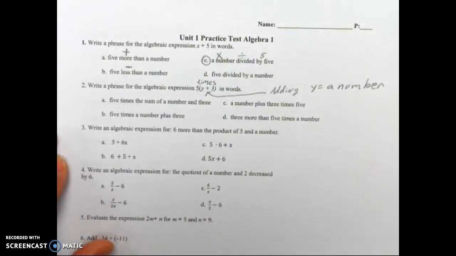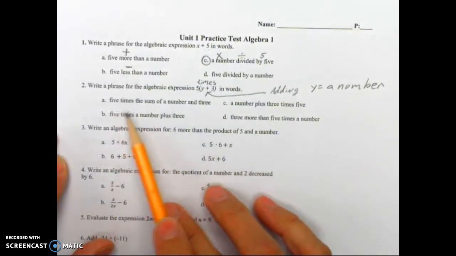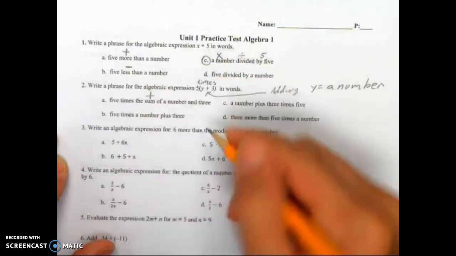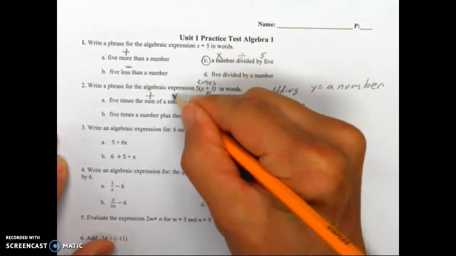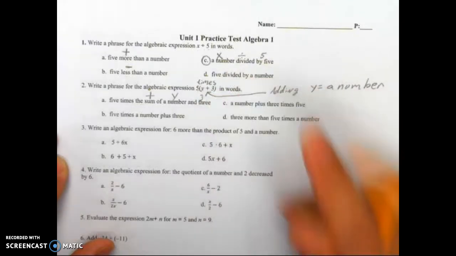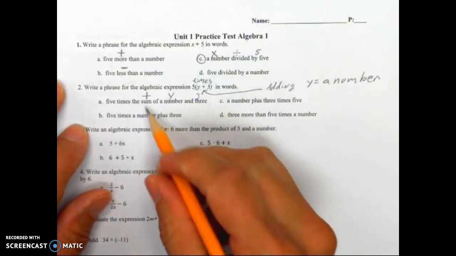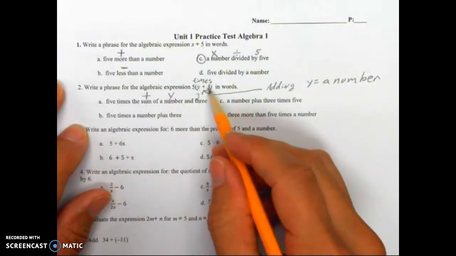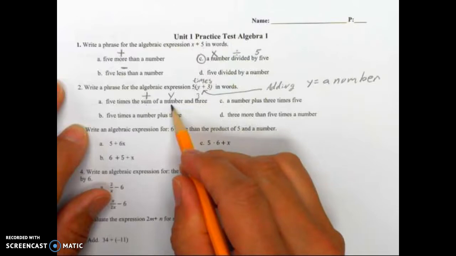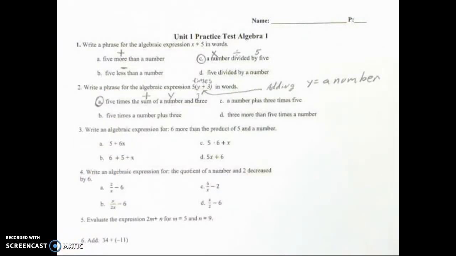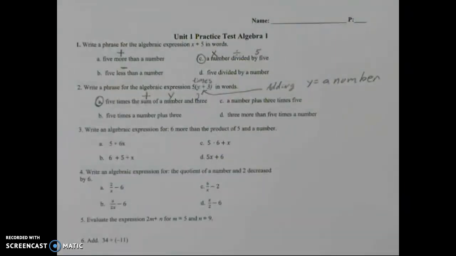So let's take a look and see what we have. We have 5 times the sum. Well, remember, sum does mean plus. A number does mean y, and 3. So I think right off the bat, it's going to be letter A. So we have 5 times the sum, because these two things are being added. What's being added? A number, the letter y, and 3. So we have A for that answer. All right, moving on to number 3.